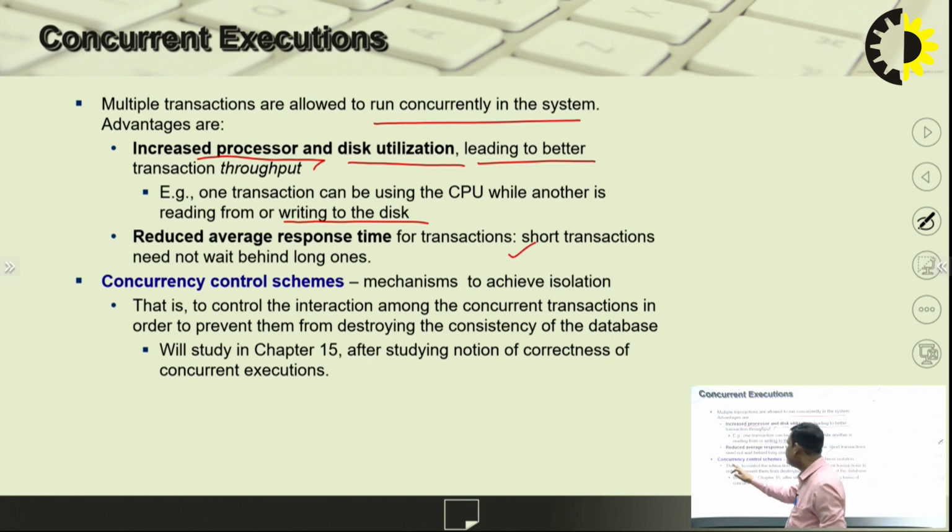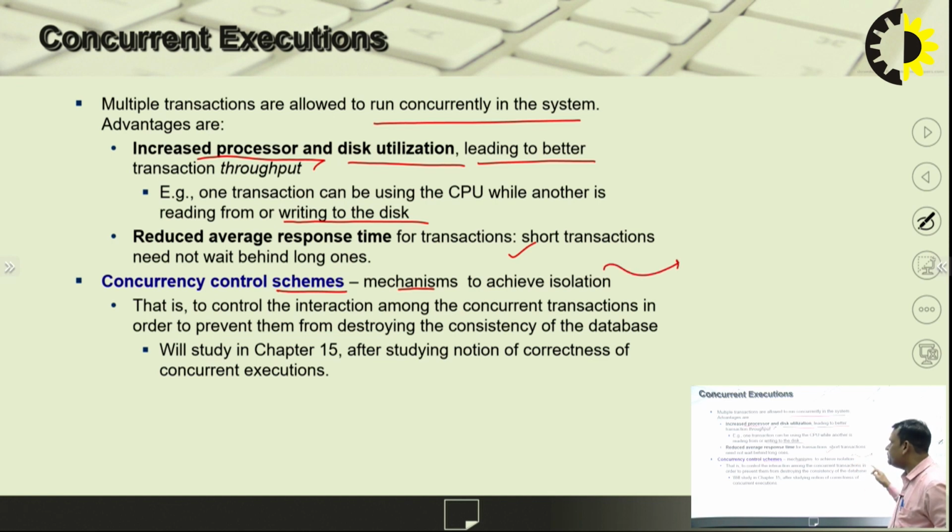Next, concurrency control schemes are mechanisms to achieve isolation. Isolation means concurrent execution of multiple transactions. A non-serial schedule is one that controls the interaction among the concurrent transactions in order to prevent them from destroying the consistency of the database.